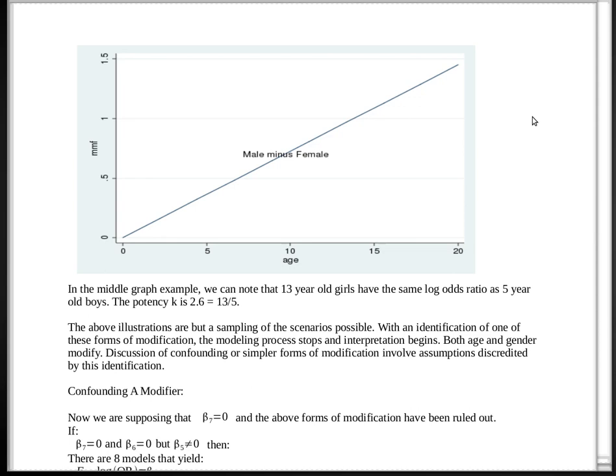But I wanted to point out for you here that if in fact beta 7 is not 0, then we've identified a complicated form of modification. And one can then say that the modeling process stops and interpretation begins. Now, it might be that we might want to be considering possibly one of those other models other than Model 1. Maybe Model 4, possibly others.